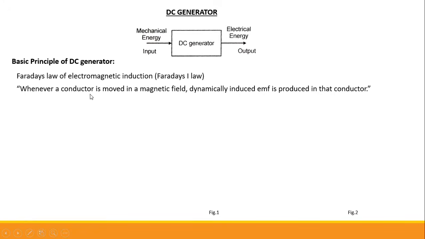If the conductor is not moved and it is kept static, then it can be called statically induced EMF. This is the difference between dynamically induced EMF and statically induced EMF. Students should know. Here conductor is moved, so the induced EMF is called dynamically induced EMF.